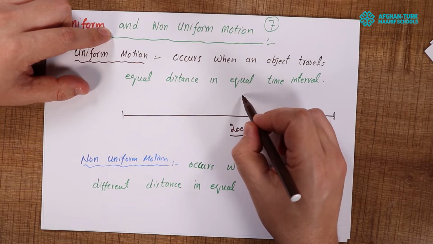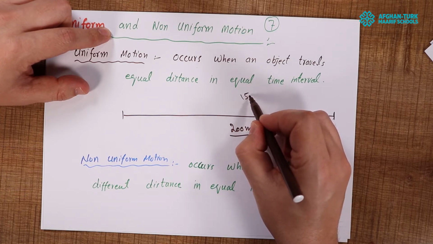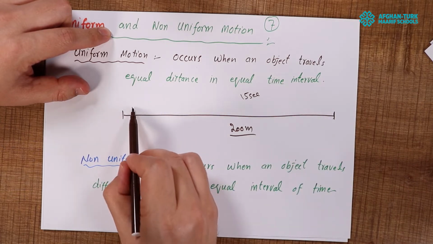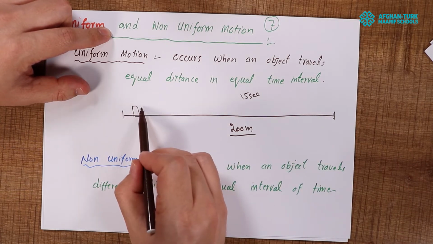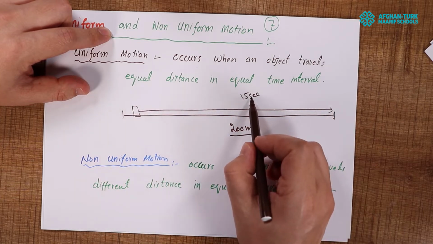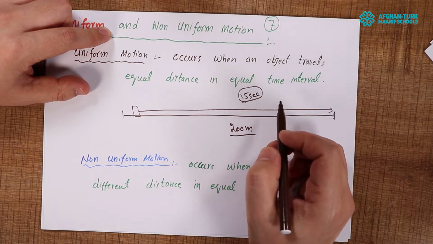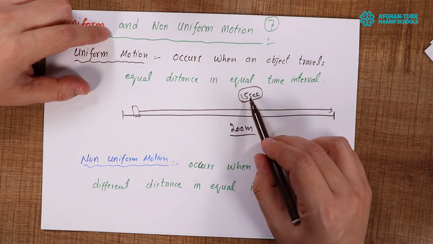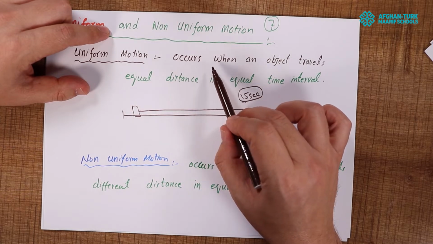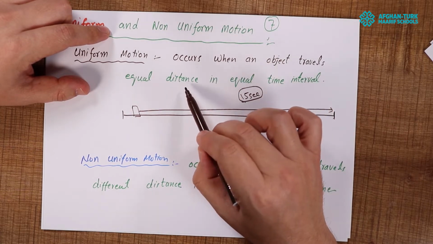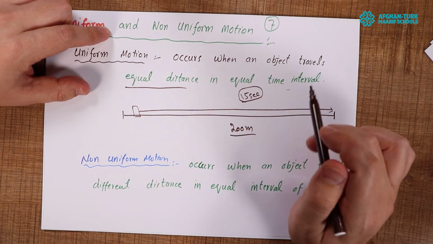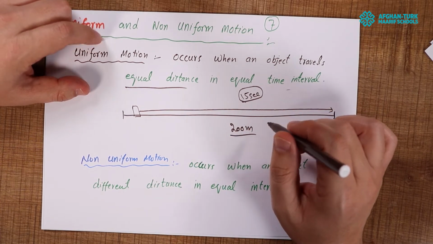in 15 seconds. So if I cover this 200 meters in exactly 15 seconds, we can say this is uniform motion. Again, uniform motion occurs when the object travels equal distance in equal time intervals. So this is called uniform motion.